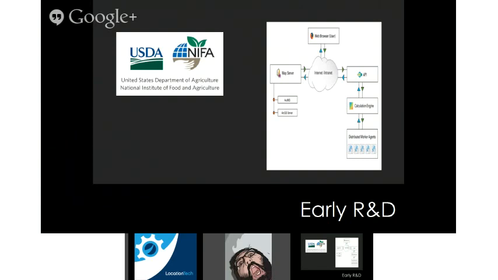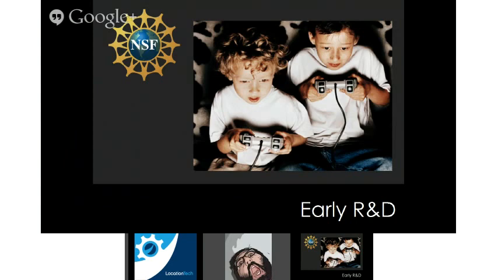This supported some initial feasibility studies around doing this kind of distributed computation. We also had some early support from the National Science Foundation to enable us to experiment with GPUs, graphical processing units, which have many, many cores, often hundreds of cores, and enable us to work through how to do this kind of chunking and distribution of work.